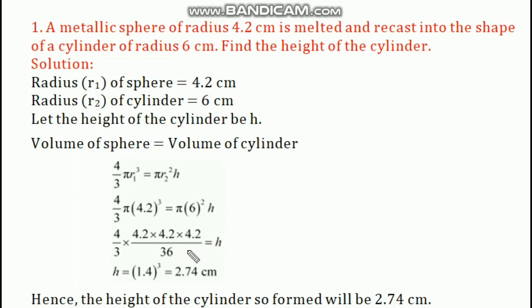4 into 9 is 36, so it becomes 9. Then again this 3 and 4.2 we can simplify, so it will be 1.4, and again 9 and 4.2 we can simplify, so we will get 1.4 and 3. Then again 3 and 4.2 we can simplify, so we will get 1.4. So h is equal to 1.4 whole cube. 1.4 whole cube, the answer is 2.74 centimeter. Or else you can simplify and directly multiply. So hence the height of the cylinder will be 2.74 centimeter.